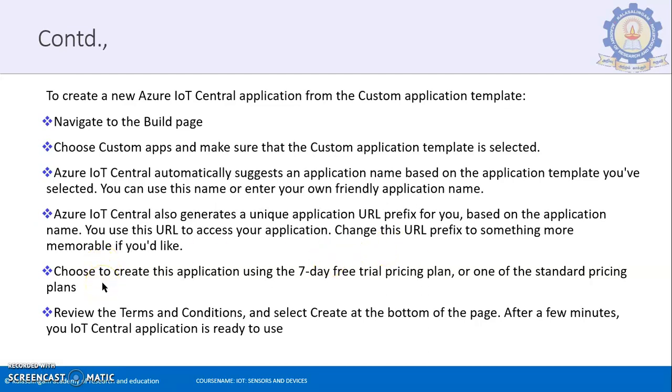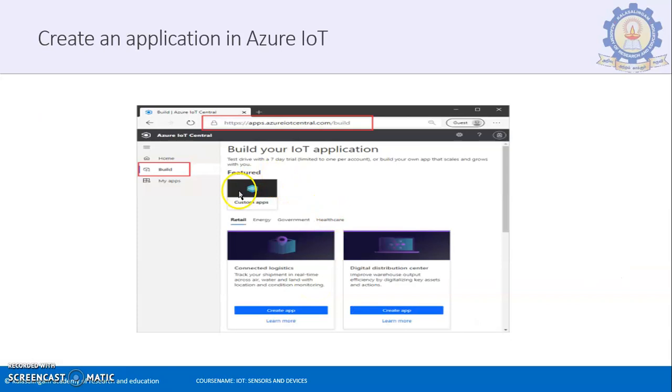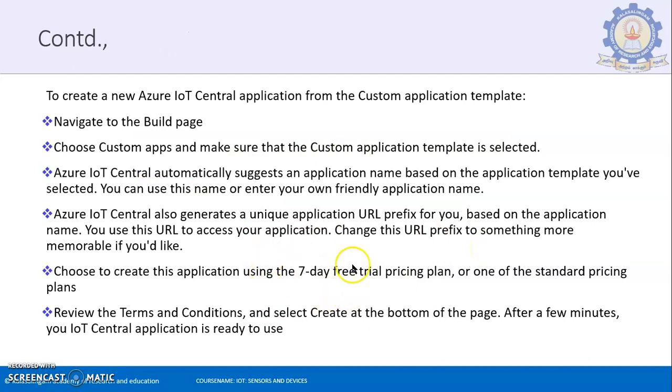So then you choose to create this application using the 7-day free trial pricing plan. So you have the 7-day free trial pricing plan over here. This is for the first 7 days only. Later you will have to go to the prime version of that. So you will have to go with the 7-day free trial pricing plan or one of the standard pricing plans, either yearly or monthly pricing, and do it accordingly.